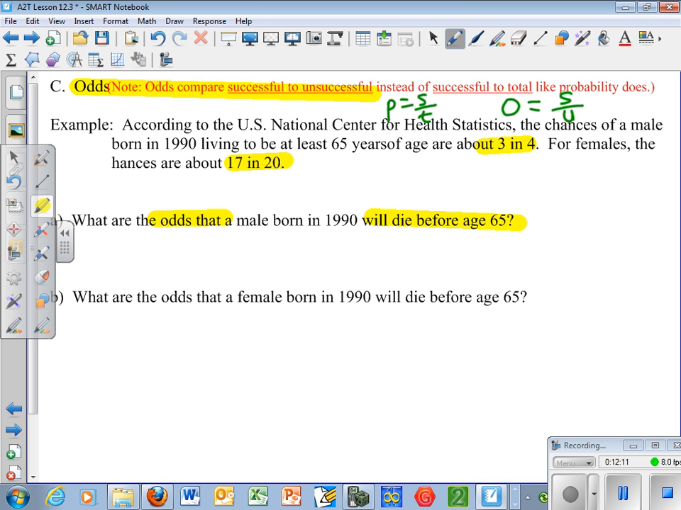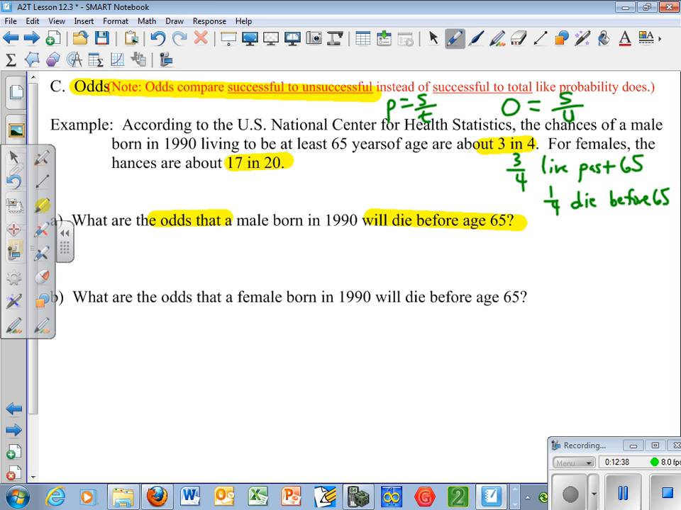3 in 4, so 3 out of 4 live past 65 or to 65 or greater. So that's 3 successes out of 4 total. That means that 1 out of 4 die before 65. Okay, so if there's 3 successes, there's 1 out of 4 that are going to die.